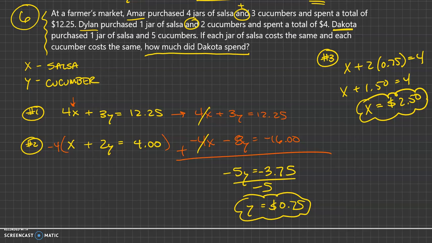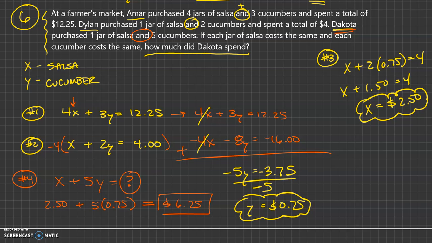Now I go back to Dakota. And what did Dakota do? Let's come down here and do a step number 4. Dakota, let's see, for Dakota, 1 jar of salsa and 5, there's the and, that's a plus sign, cucumbers. And what did it cost? There's my question. What is the result of that? So I substitute $2.50 in for x, 75 cents in for y, and then do the math. What does that actually equal? Well, it's $6.25. That's Dakota, and that's the answer to the question.